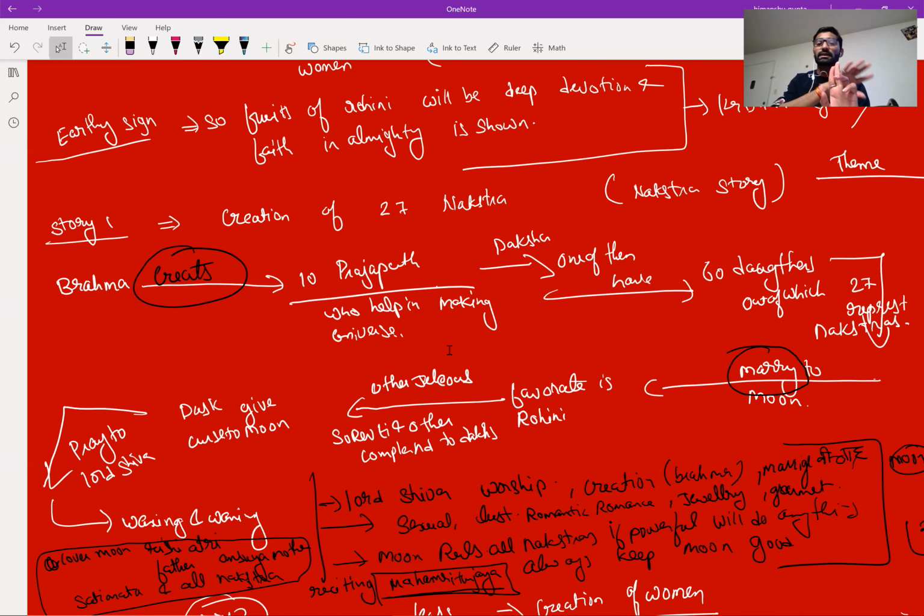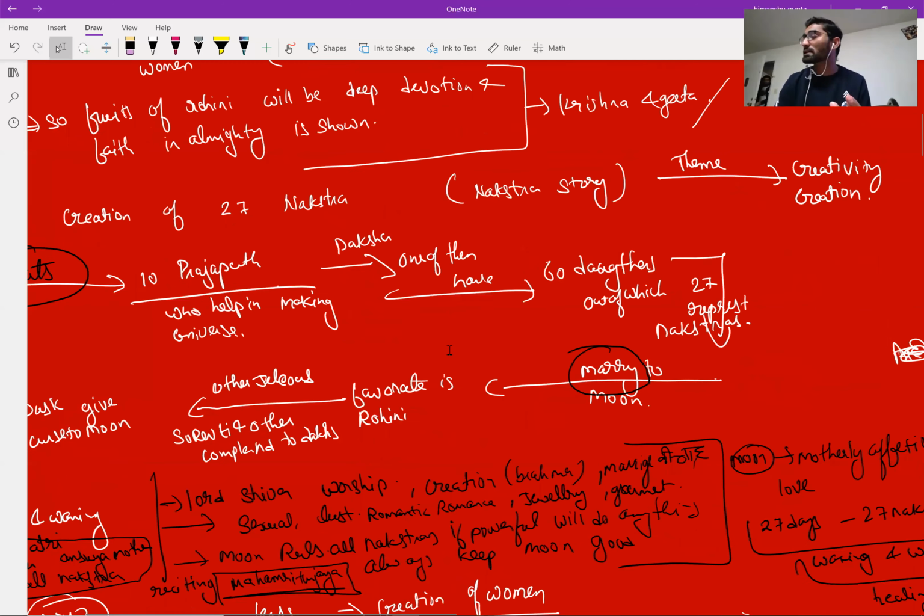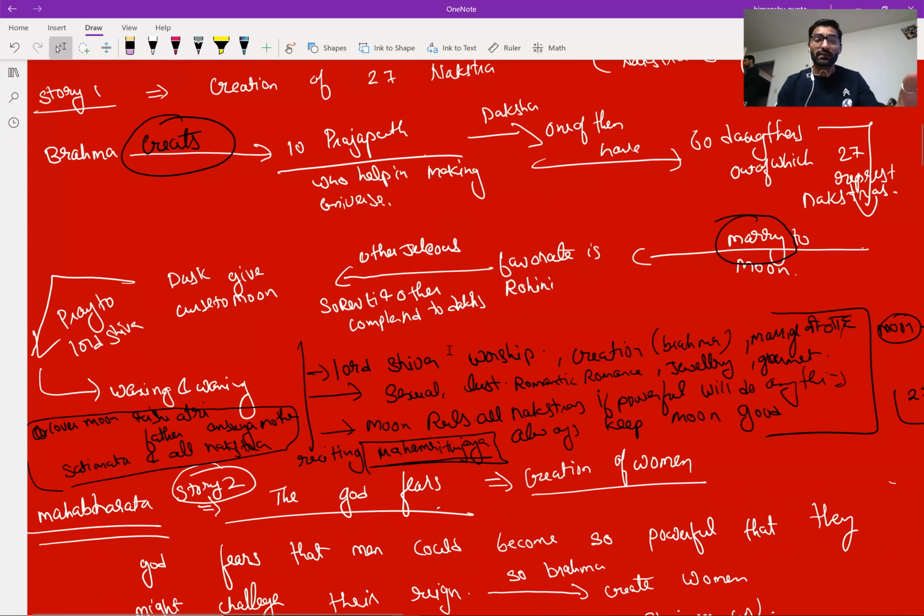Second, the creation, as Lord Brahma created Prajapati and all. So that is the second theme from it, the creation, creativity. Because if you are creating something, then creativity should be there. And apart from that, sexual overindulgence and materialism are there. Why? Because Moon is indulged in sex, in charm and sex with Rohini only. So from this we will get this theme.